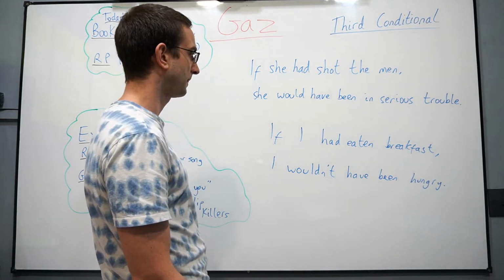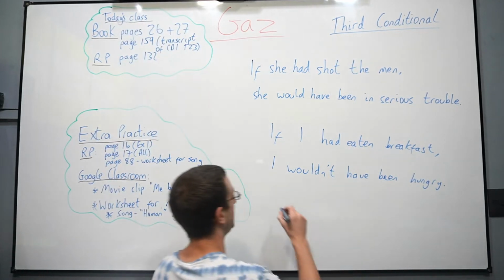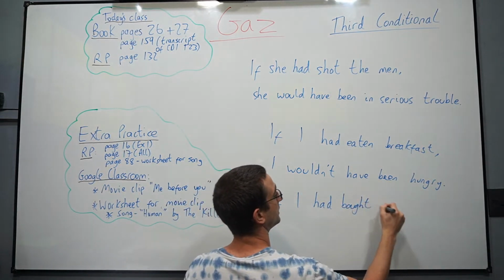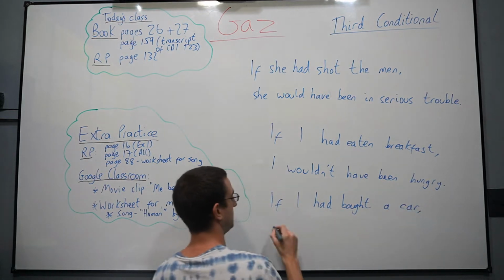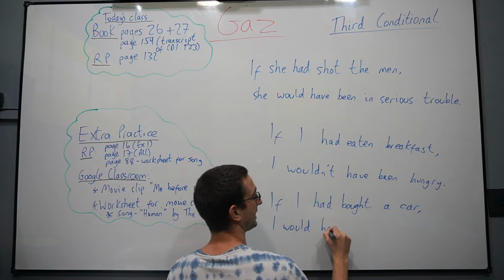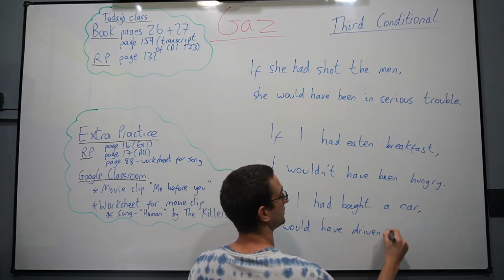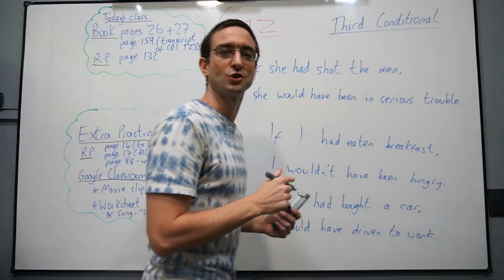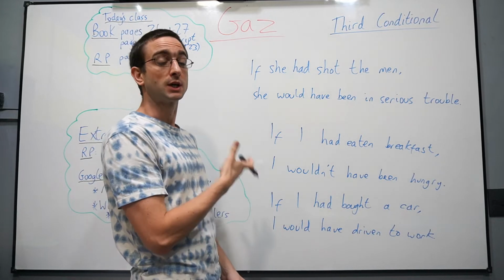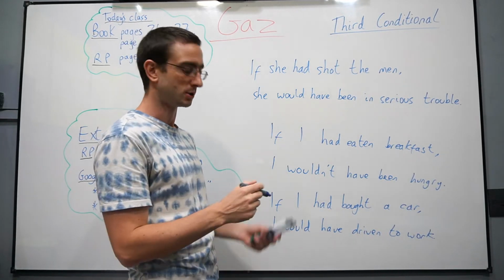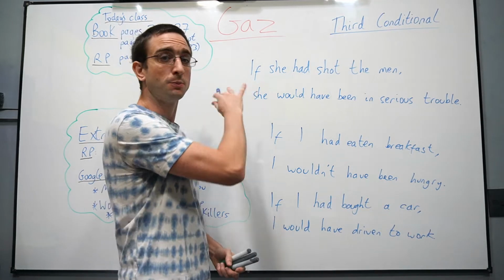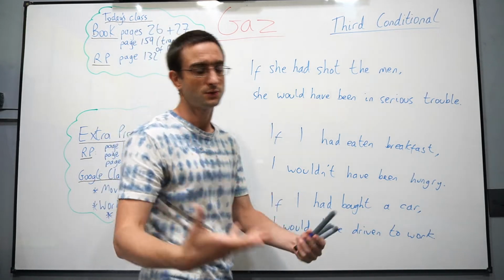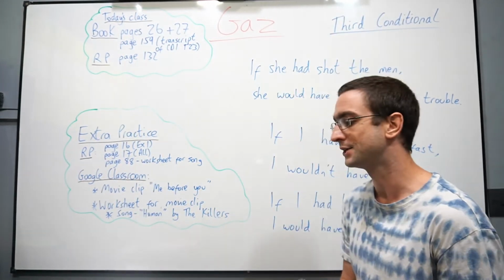Okay. Maybe I'll give you another one. If I had bought a car, I would have driven to work. Got lost down there. If I had bought a car, I would have driven to work. Okay, so we're going to look in the book at this example, and then I'm going to show you the same things with these examples, just to give you more examples to help you understand.